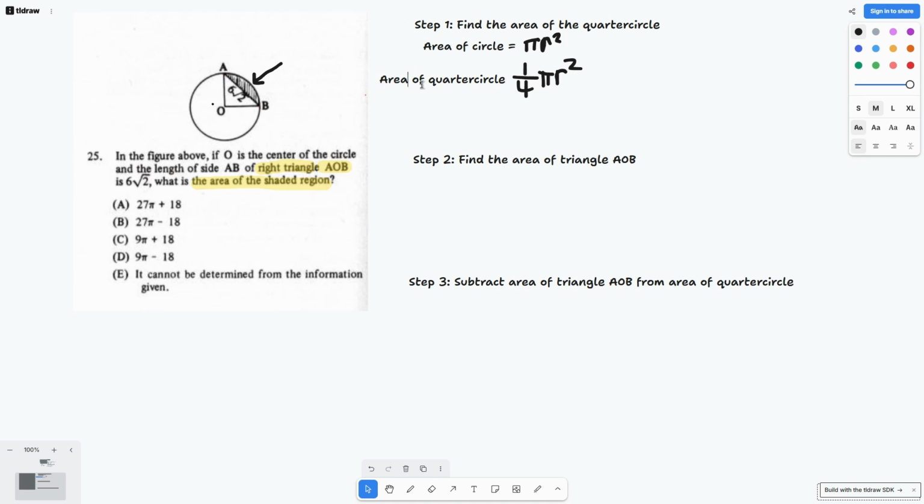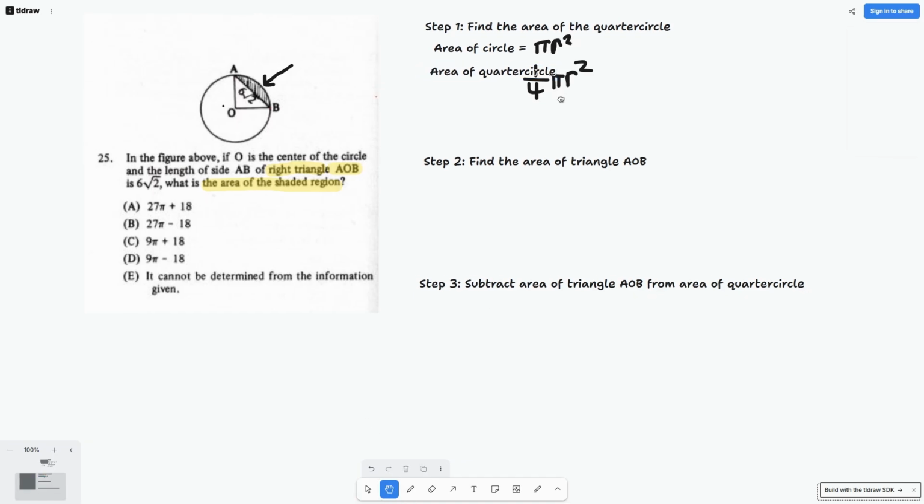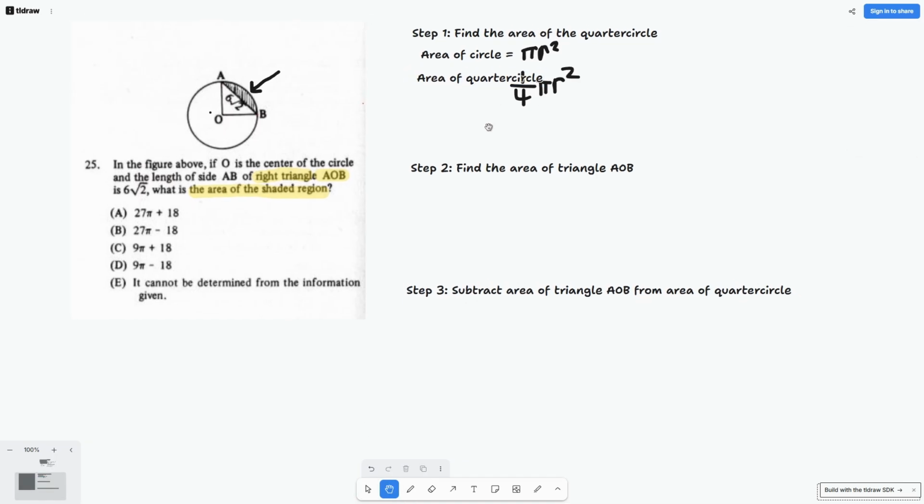Let's see if I can move this in a bit. It's getting a little messy. Okay. Apologies for that. Alright. Yeah, so again, area of a quarter circle is 1/4 pi r squared, where r is the radius of the circle.